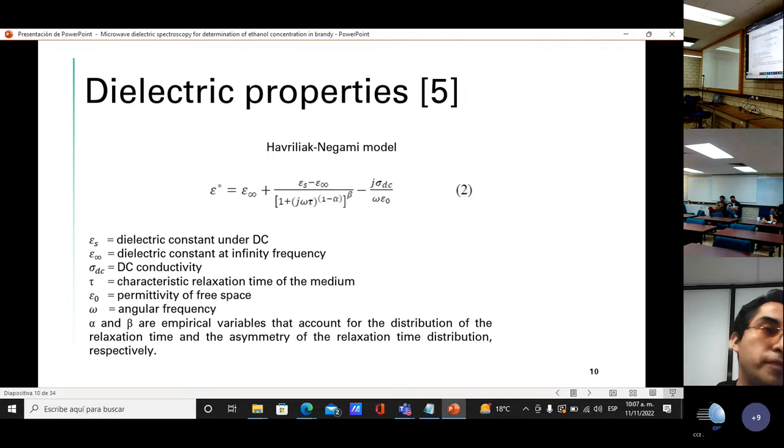The most common models used to describe the electrical behavior of aqueous electrolyte solutions are Debye, Cole-Cole and Cole-Davidson, but these can be represented by the Havriliak-Negami relaxation model. These are the parameters of the model, but I want to highlight the dielectric constant under direct current, because this is the parameter that is used for the model. The rest of the parameters are eliminated by the correlation matrix and the backward elimination during the multiple linear regression.